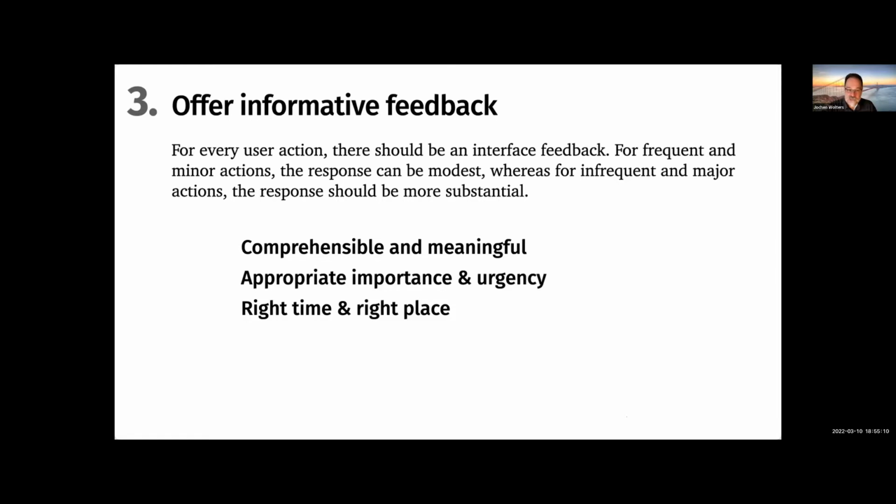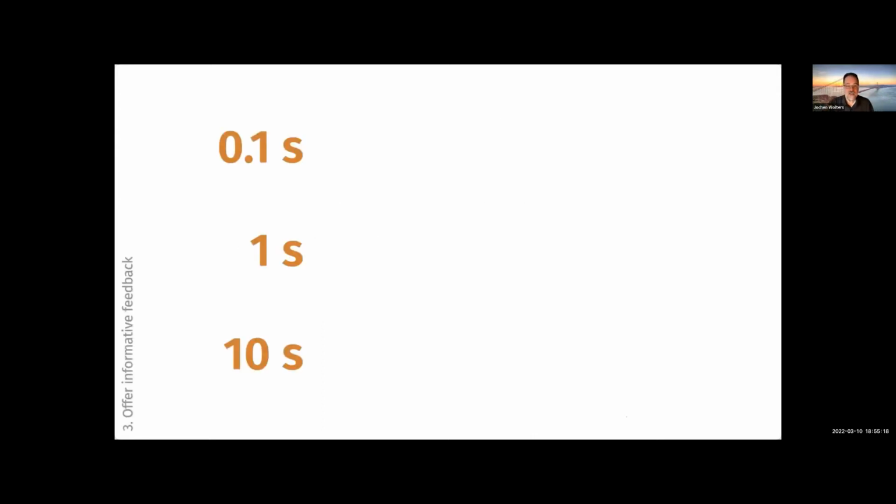In terms of feedback that the system provides, there are three fundamental, let's call them human deadlines, that are built into how our brain works. And these are the three orders of magnitude for these deadlines: a tenth of a second, one second, and ten seconds. What do these reflect? 0.1 second is the perception of cause and effect.